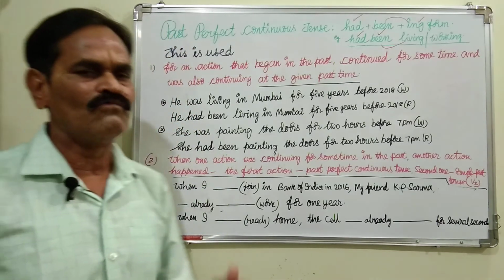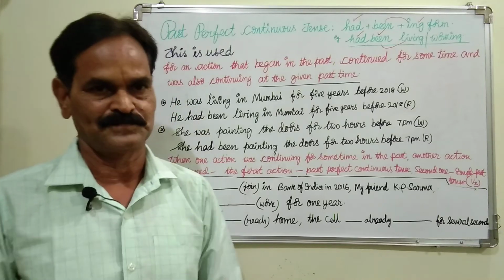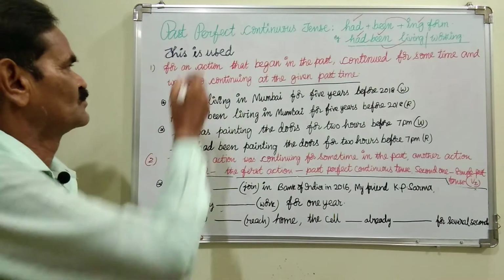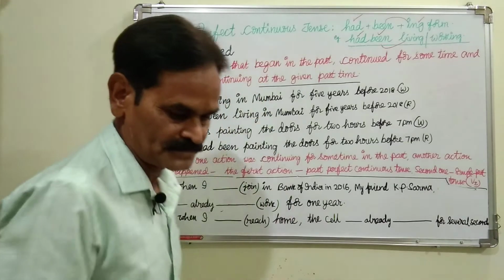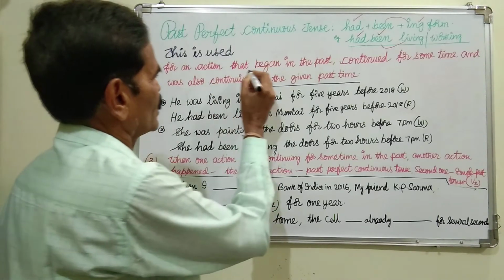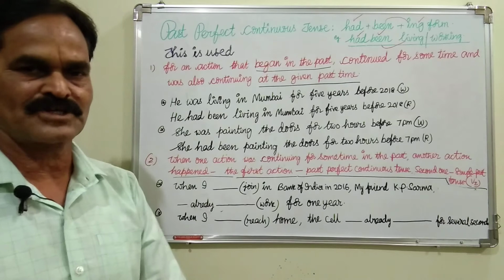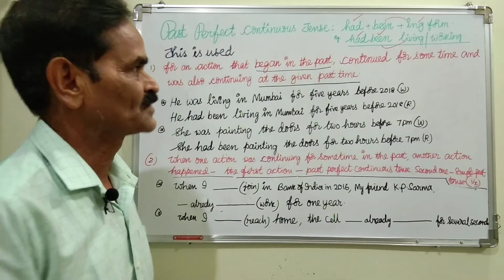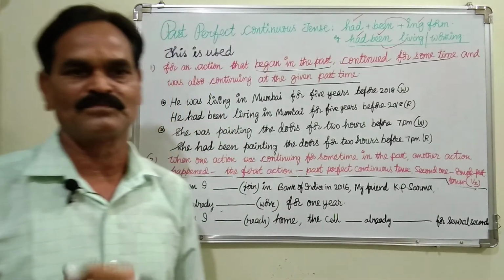Now, where is this past perfect continuous tense used? First of all, it is used for an action that began in the past. So that action must begin in the past and continue for some time. It did not stop there.